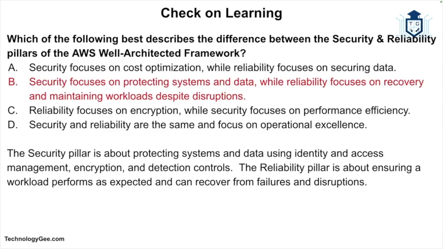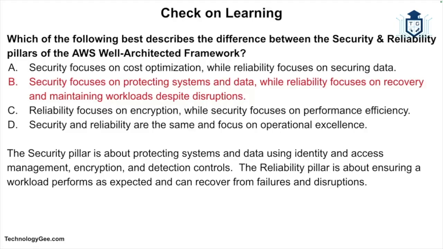And the correct answer is security focuses on protecting systems and data, while reliability focuses on recovery and maintaining workloads despite disruptions. So the security pillar, this is all about protecting systems and data using identity and access management, encryption, and detection controls. The reliability pillar, this is about ensuring a workload performs as expected and can recover from failures and disruptions.